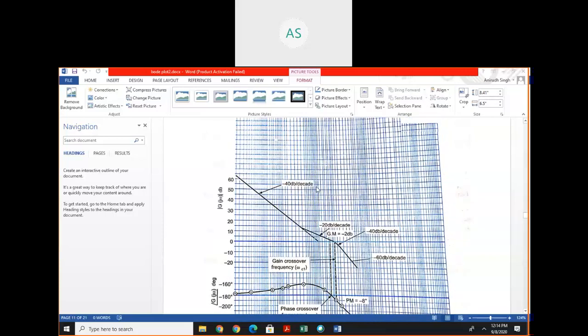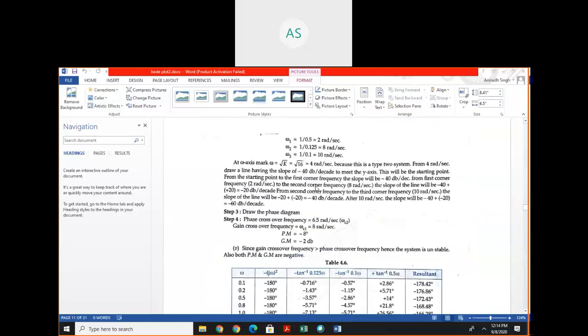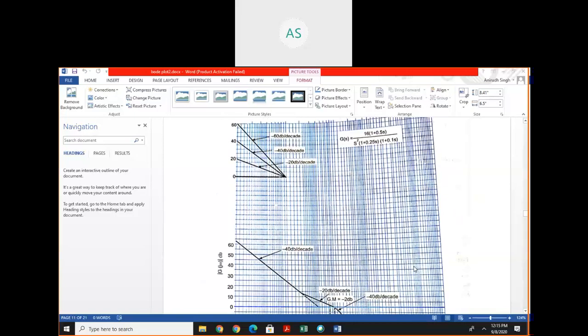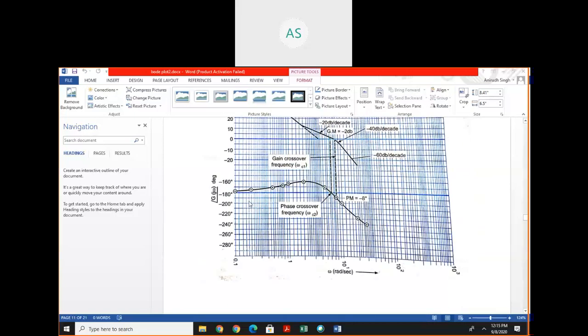The phase plot is drawn by this observation, by this table. When the value of omega is 1, this angle is the same for all values of omega, minus 180 degrees. The value of this phase angle is 0.716, minus 0.57, and similarly this is plus 2.6, this is for the zero, and the resultant is this. So draw a plot between omega and the resultant, and you get a phase plot like this.